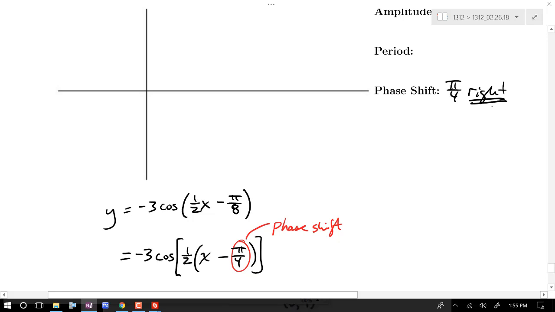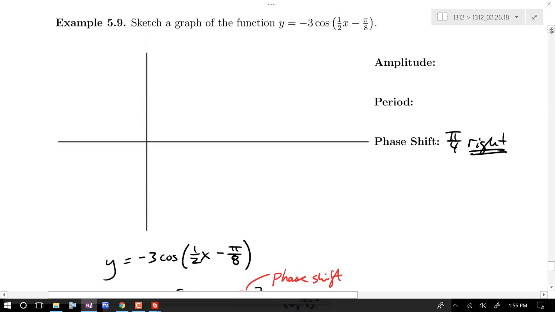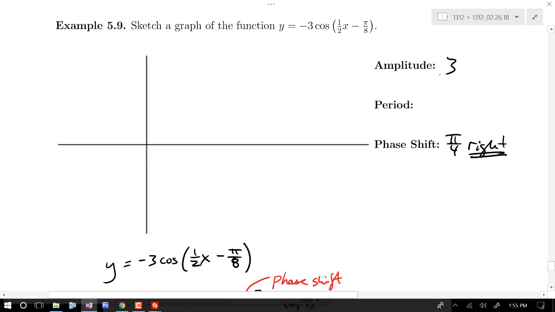Okay, so there's that part. What about the amplitude? 3. And the period? Let's say that again. And how do we get 4 pi? Because we're doing 2 pi over 1/2. Yeah, 2 pi divided by half is 4 pi.